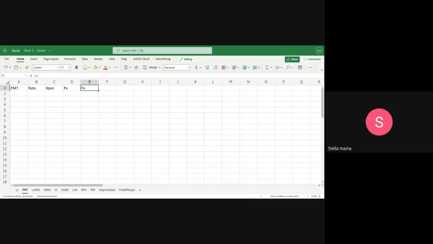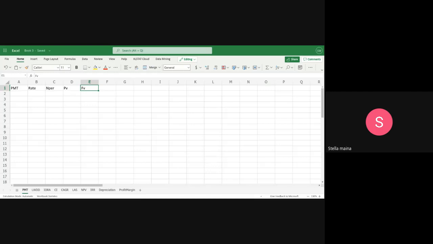The first scenario I'm going to use is a loan with an annual interest rate of 6%, a 20-year duration, a present value of 150,000 US dollars, that is the amount borrowed, and a future value of zero. That means that by the time you finish paying the loan, you want it to be zero. That's the main point. So how do we do that?